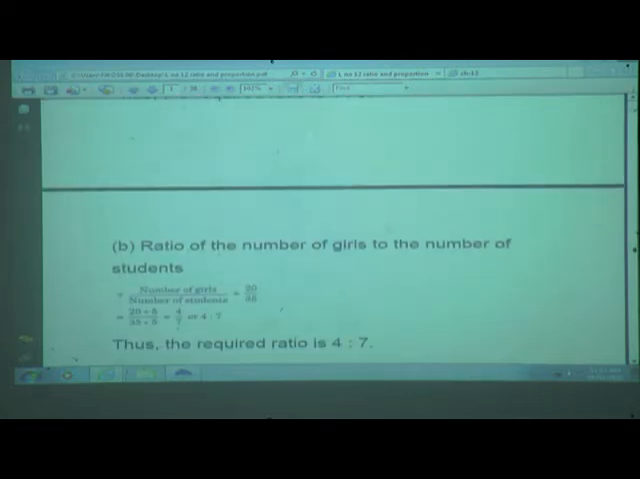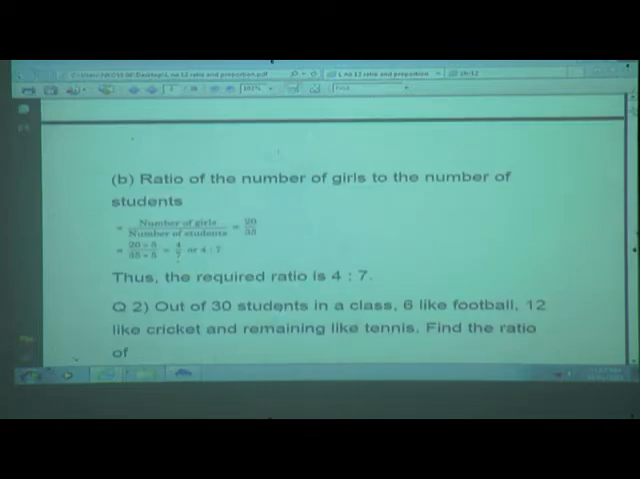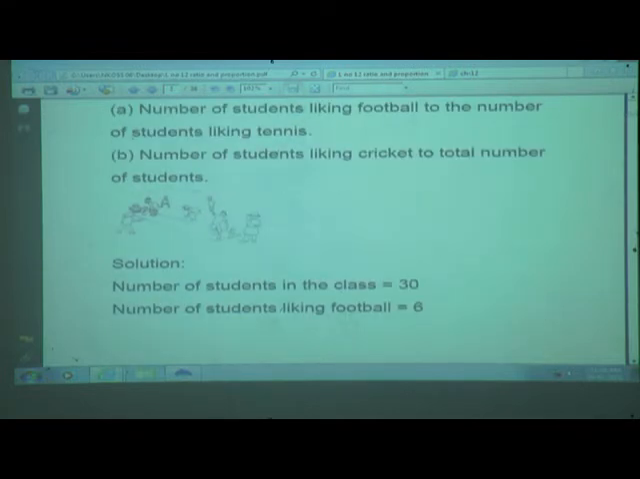Next, you can see here the ratio of number of girls to the total number of students. Number of girls are 20 and total number of students are 35. So 20 upon 35, we got 4/7, that is nothing but 4:7 in the form of ratio. Thus the required ratio is 4:7. Next question.